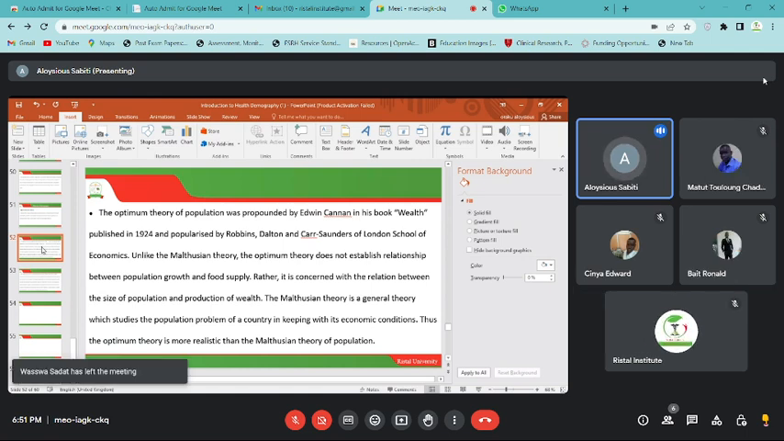However, for the optimum theory of Edwin Cannon, he is rather concerned with the relationship between the size of the population and production of wealth. That is why he's an economist, and this is also another economic theory. Now, the Malthusian theory is a general theory which studies the population problem of a country in keeping with its economic conditions because it is looking at food supply. However, the optimum theory is more realistic than the Malthusian theory.